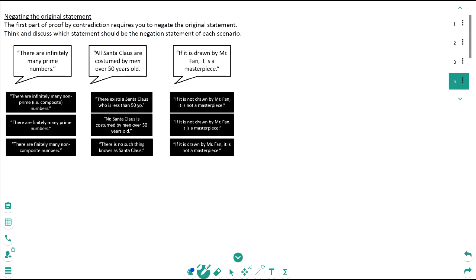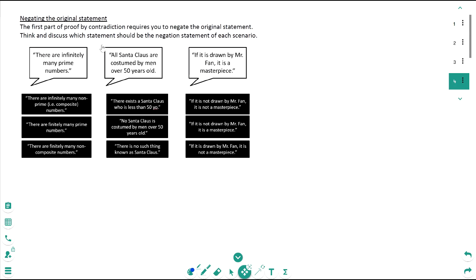Next one. Now, before we go to the actual proof, let's go into learning the negation of statements. Now, the first part of proof by contradiction requires you to negate the original statement. Think and discuss. If you're watching the video, you can have a go yourself, think about it, and then we'll go through the answer later. Think and discuss which statement should be the negation statement of each scenario. Pause the video now, have a go, circle your answer. I'll give you the answer later. And when you're ready, you can press play.